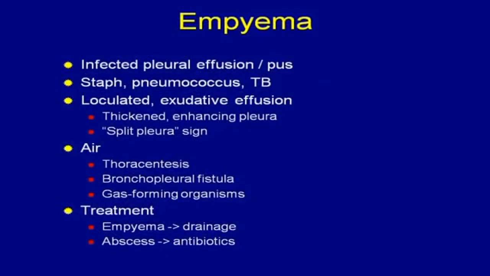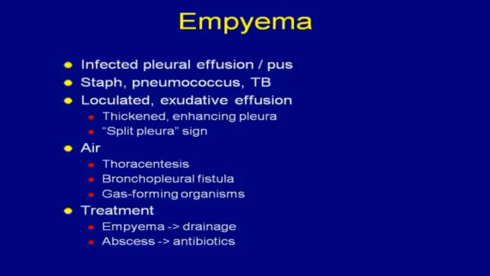One is that this is an empyema, and most commonly these are the organisms. It's usually on CT scan looks loculated, looks exudative with that pleural thickening, and the pleura often enhances. You see the split pleura sign, and the air may be because the patient's had a tap, which is the most common by far, or the patient could have a bronchopleural fistula, which is not uncommon at all.